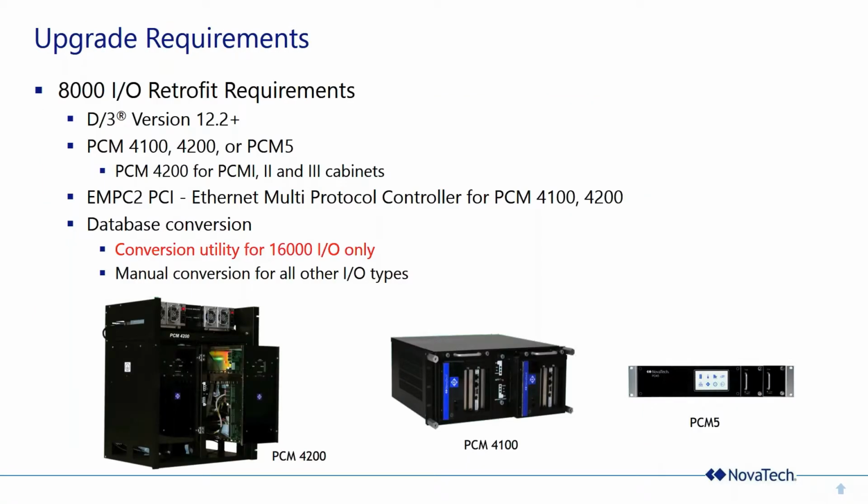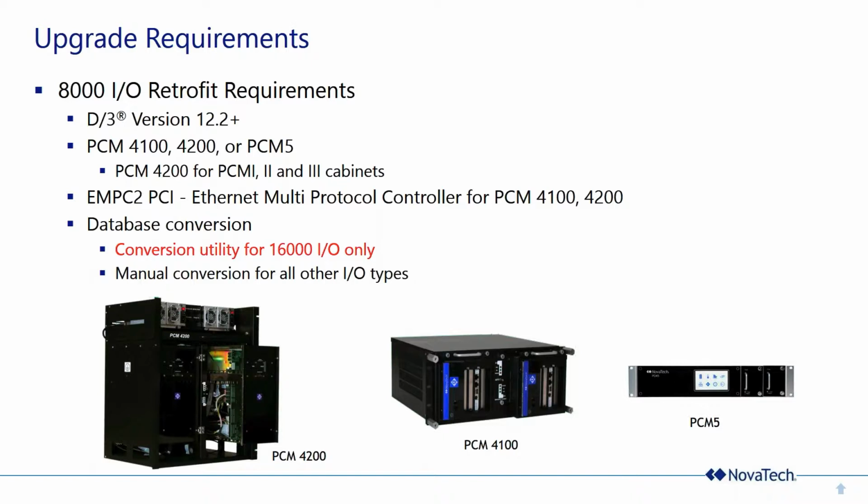What are your upgrade requirements? They're actually pretty simple. You need a D3 version 12.2 or higher. Even though it says later that it was introduced in 12.1, we made some changes to 12.2, so we need 12.2 or higher. You need a PCM 4100 or 4200, and if you have one of those, you need an EMPC2, the Ethernet board that goes in to talk the Modbus TCP protocol that is used as the 8000 I/O protocol. Or you need a new PCM5 when they're available later this year, and it has Ethernet built in, so there's no extra Ethernet board required for it.